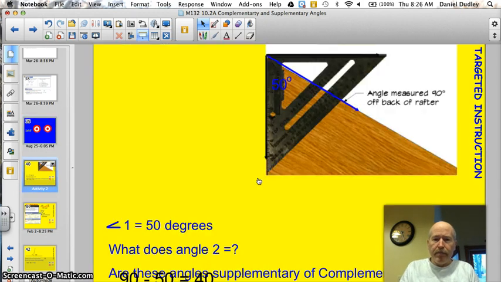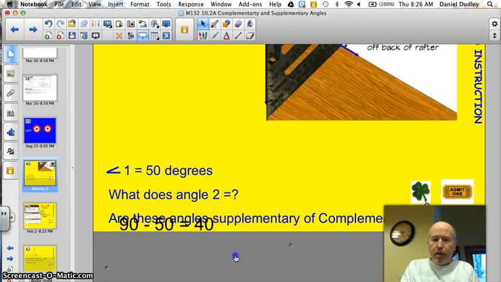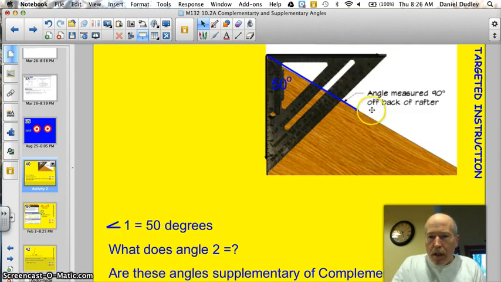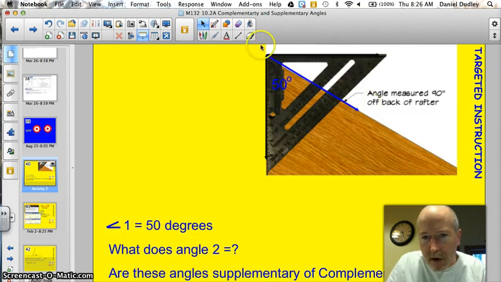Let's do this thing. All right, here's the question right here. Take a look here. I got my math all set up for you. Here's a board from a roof, and I put a square on there. And I know that this angle here is 50 degrees. So what is the smaller angle?